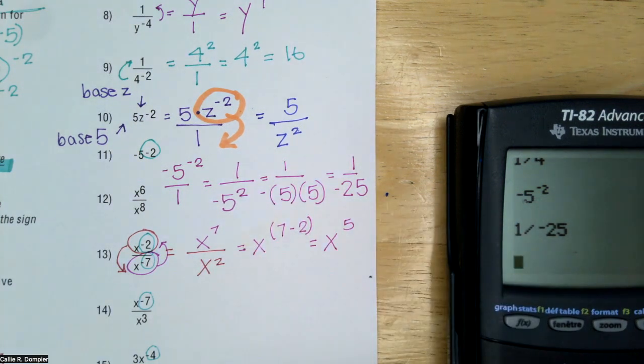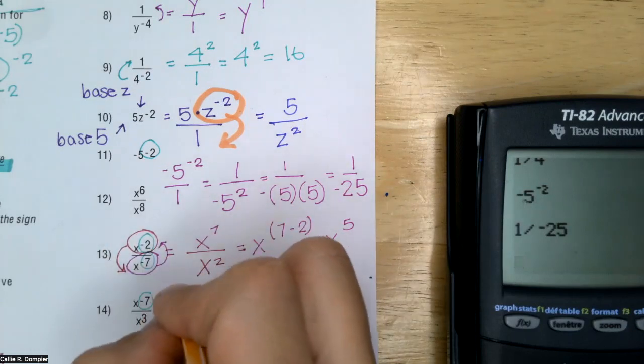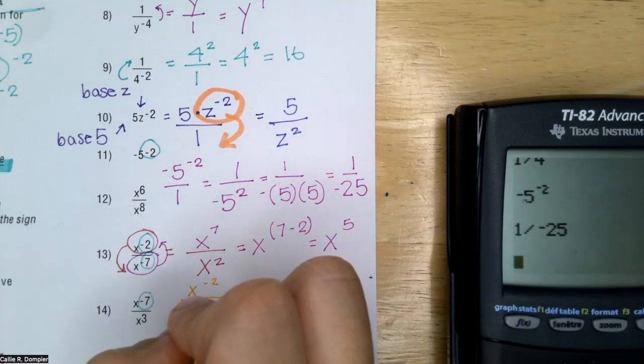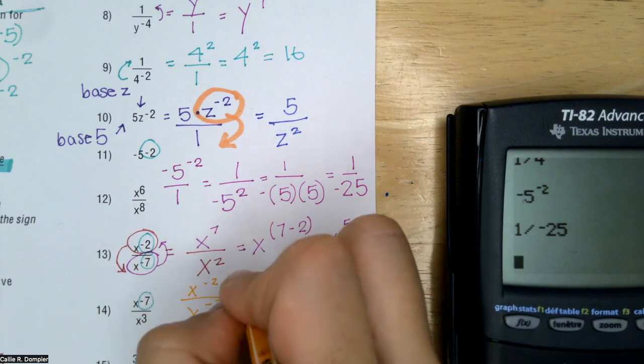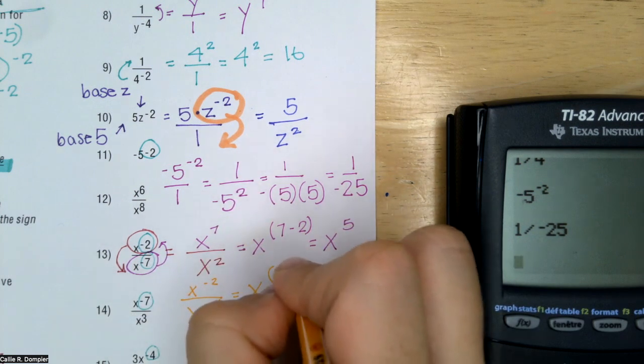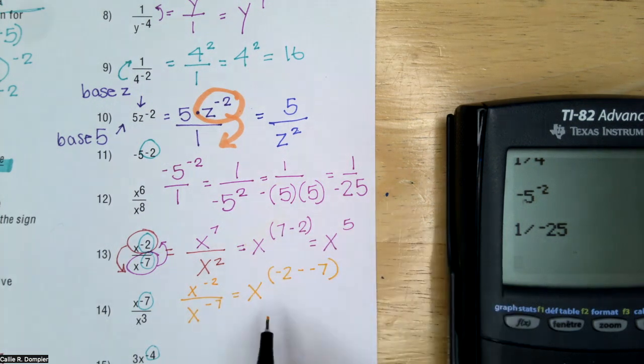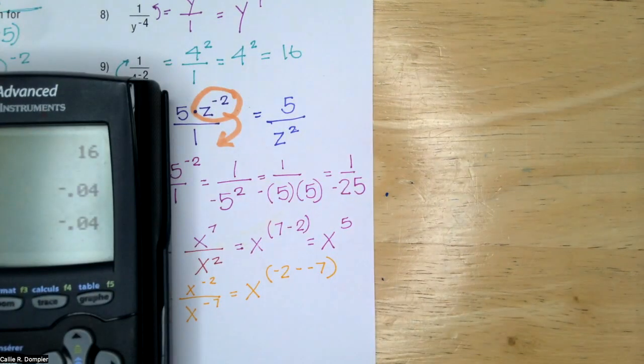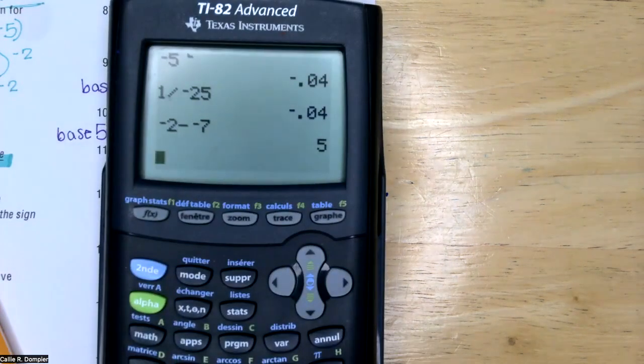Good. Or you can say x to the power of negative 2 divided by x to the power of negative 7 is x to the power of negative 2 minus negative 7. And we know minus and negative becomes a plus, right? Negative 2 minus negative 7 is positive 5. Sorry, couldn't see that. Negative 2 minus negative 7 is positive 5.